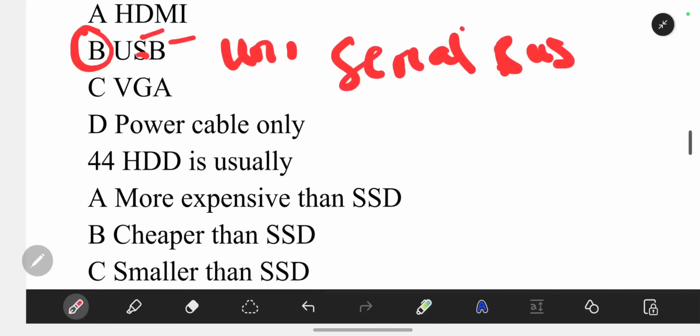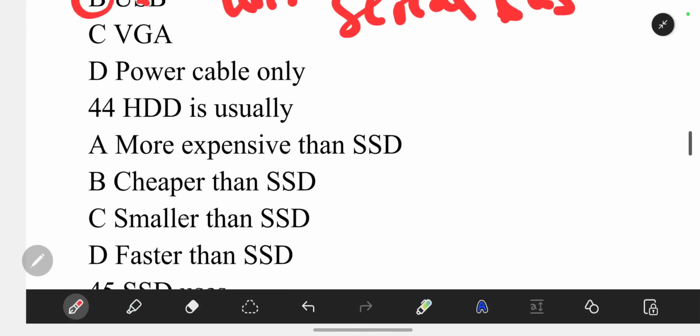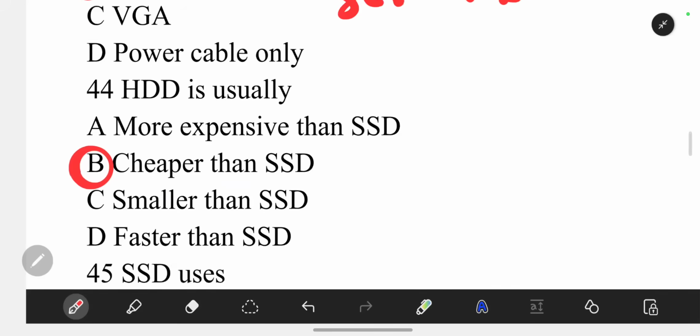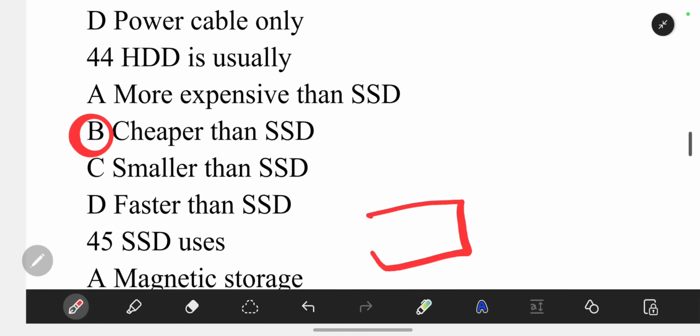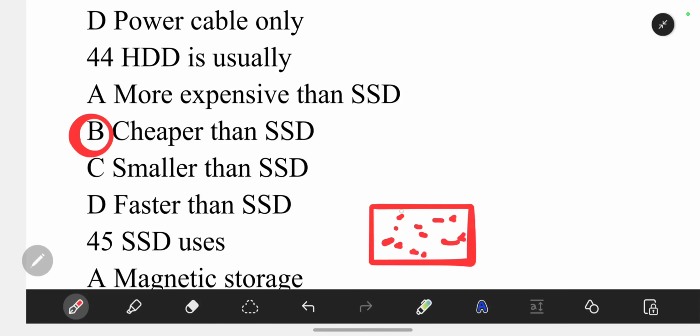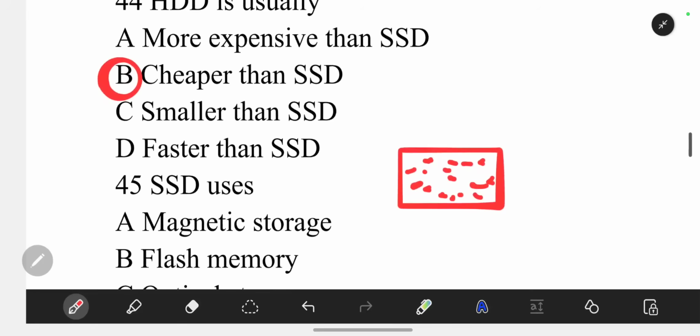Then HDD, since it is made up of moving parts, it is slower. So the option we are looking for is slower, or cheaper than SSD. SSD is expensive because it is not made of moving parts, meaning information is even more easily accessible and it has a faster access time.